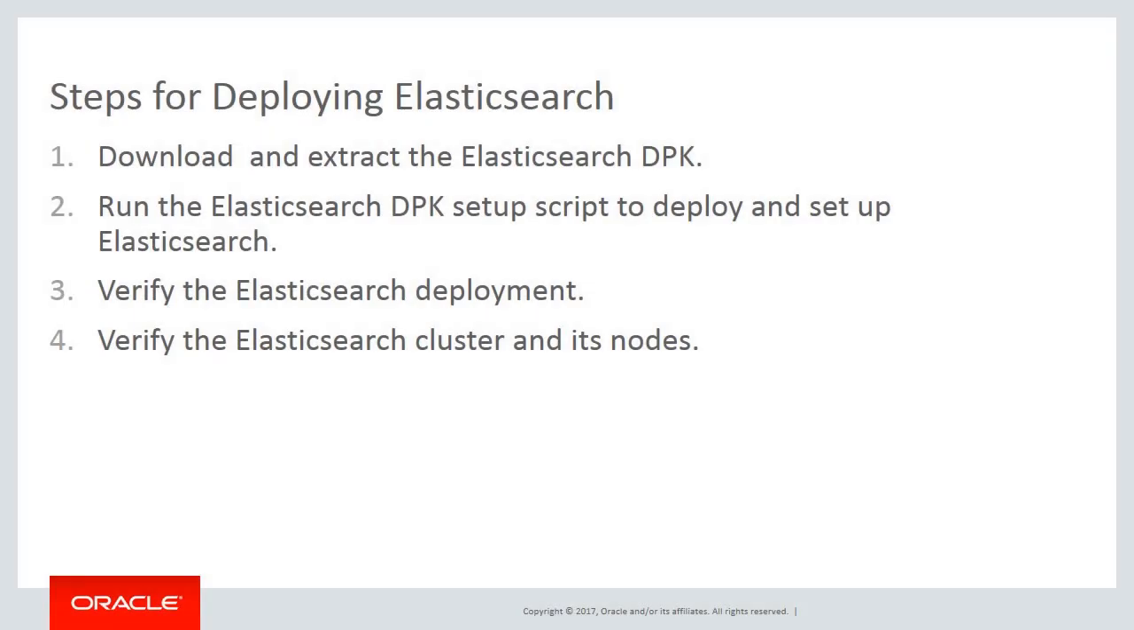Let's have a look at the high-level steps for deploying Elasticsearch. Step 1. Download and extract the Elasticsearch DPK. Step 2. Run the DPK setup script to deploy and set up Elasticsearch. Step 3. Verify the Elasticsearch deployment. And Step 4. Verify the Elasticsearch cluster and its nodes. Note that in this Spotlight Series presentation, we describe deploying Elasticsearch on a Windows environment.